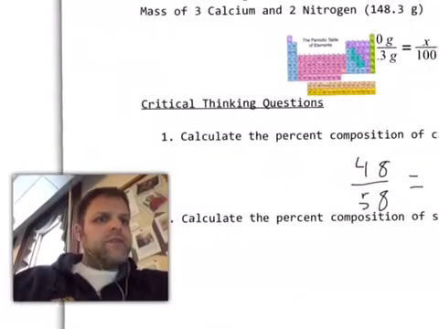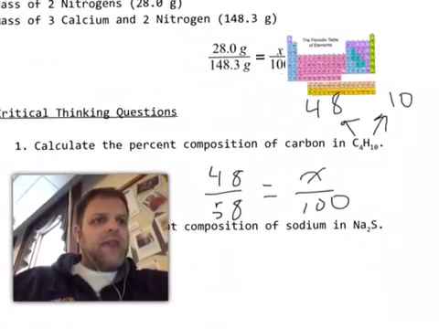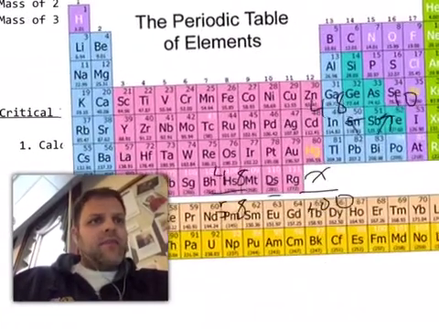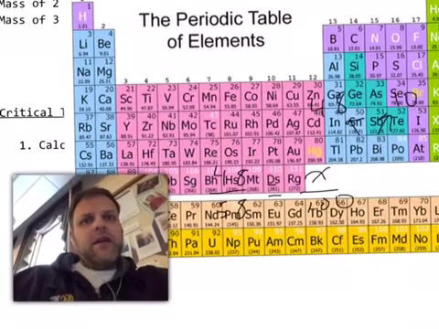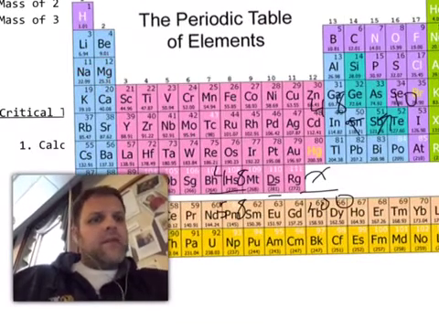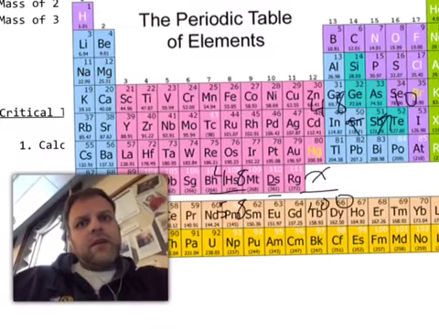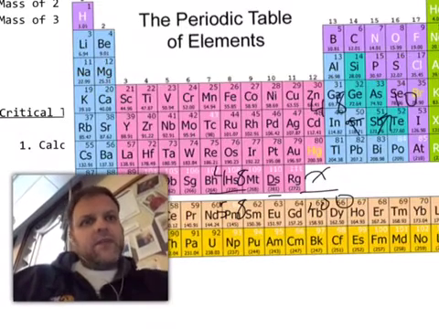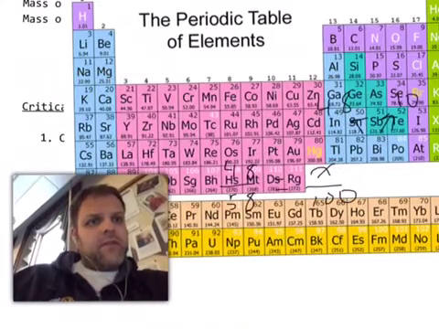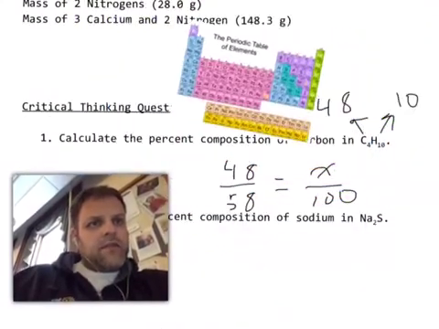It says calculate the percent composition of sodium in Na2S. And again, if I consult my handy dandy periodic table, I'll take note that sodium has a molar mass of about 23 and sulfur has a mass of about 32. I just need to take that into consideration when I do this problem. Make this a little smaller.